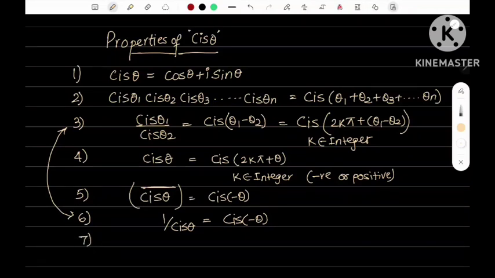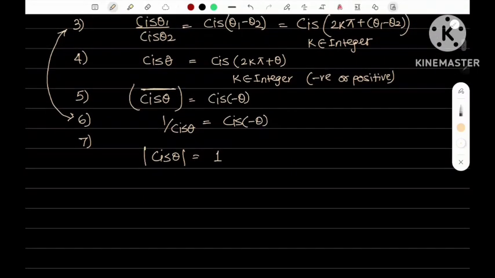Seventh, mod of cis theta is equal to 1. Yes, because that is precisely the definition of cis theta. In r cis theta, the magnitude is r, so this cis theta is multiplied by r. That is why the magnitude of cis theta is equal to 1.